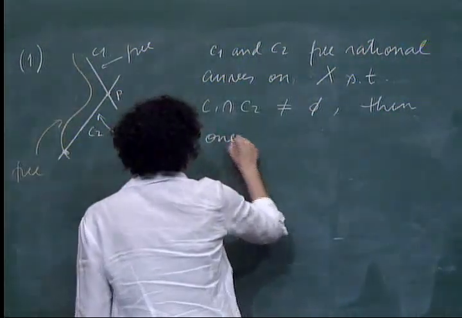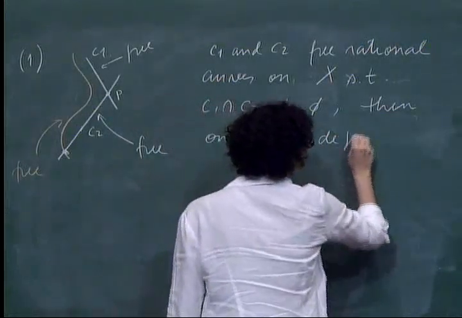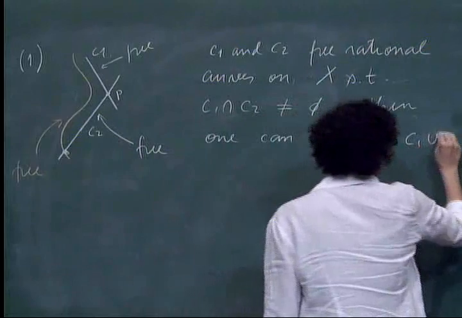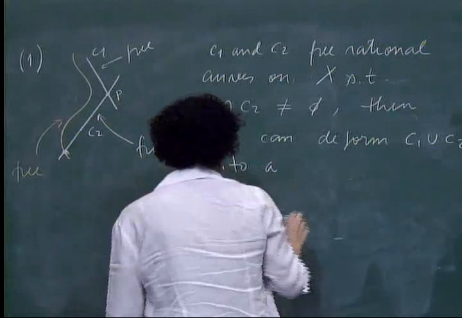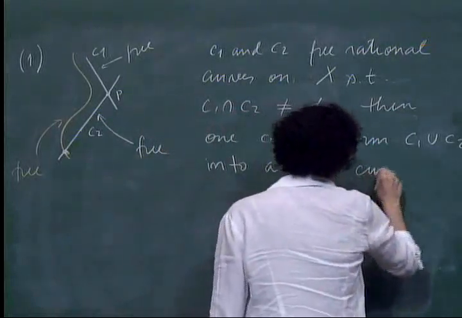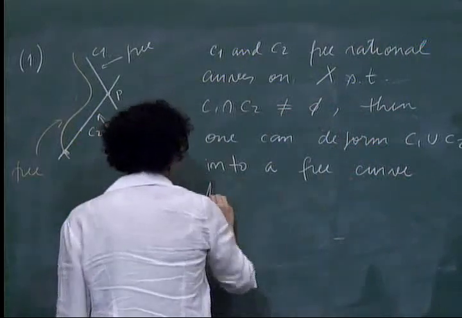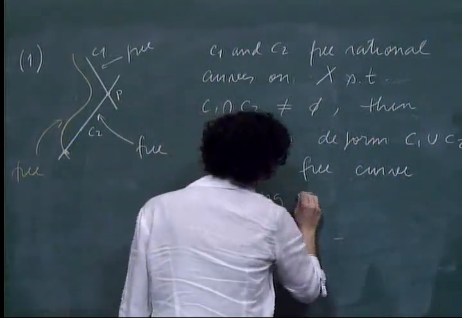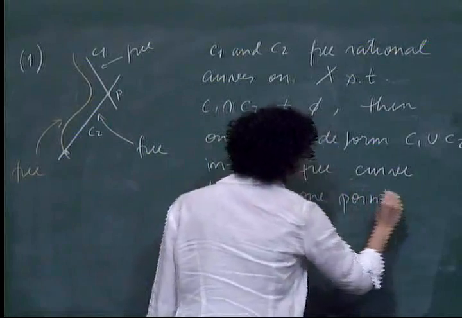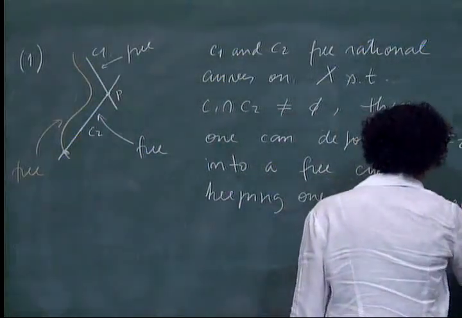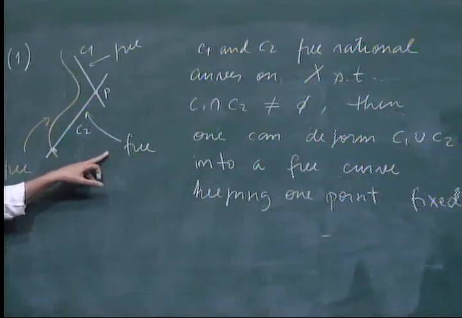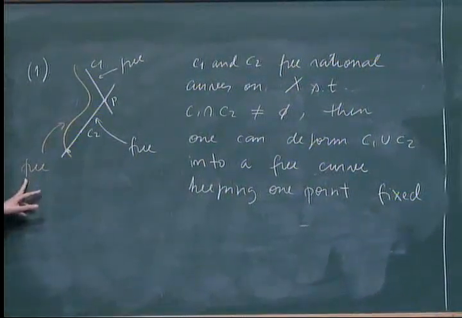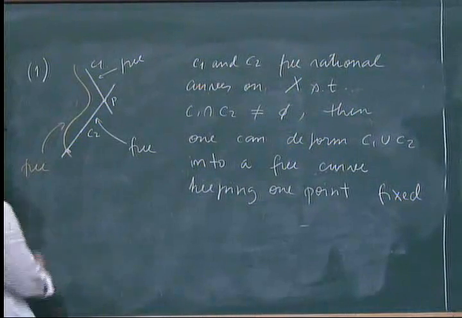Then one can deform C1 union C2 into a free curve keeping one point fixed. And then there are many similar properties. For instance, if one of these curves is very free, then the resulting curve will also be very free, and so on.